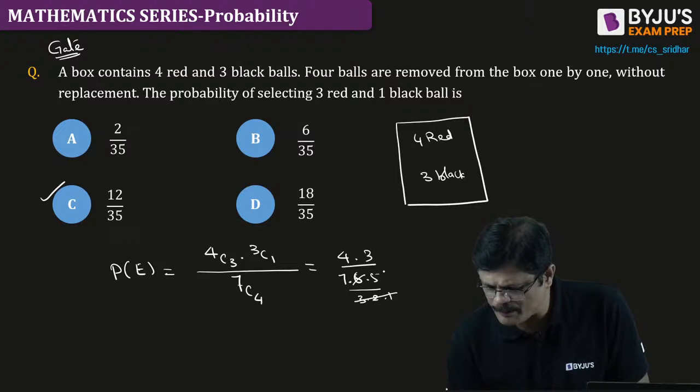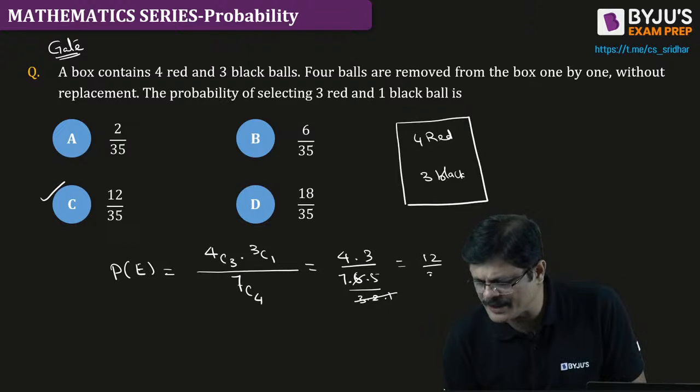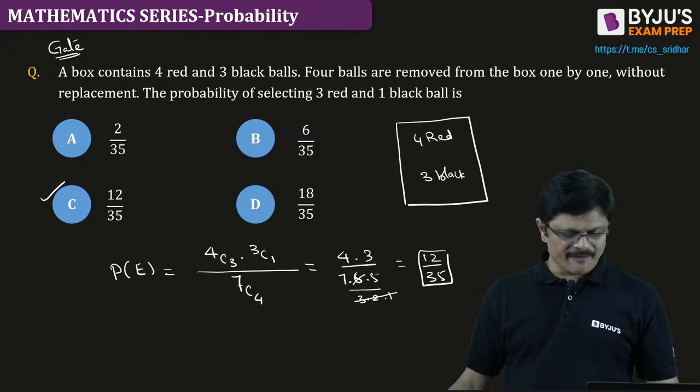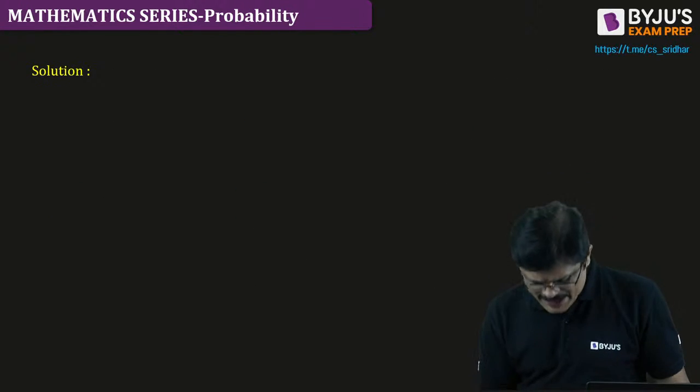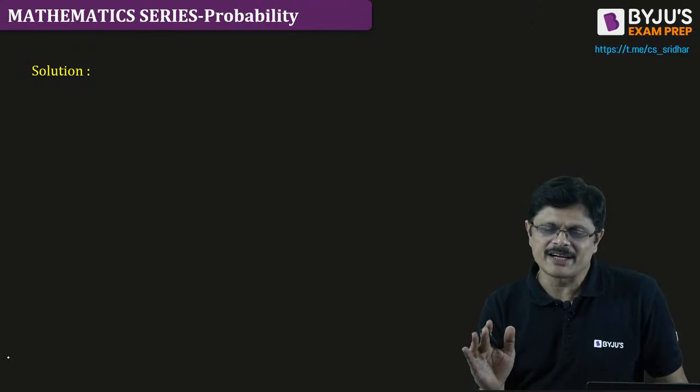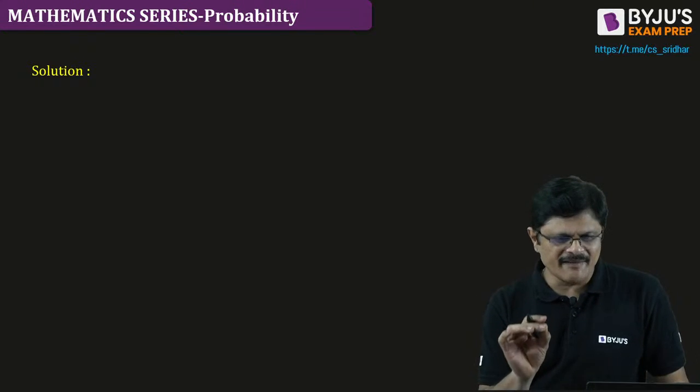So that is nothing but 12 upon 35. And it is one of the important variants from the GATE point of view, my dear friends. Please remember, this type of problems is very common.